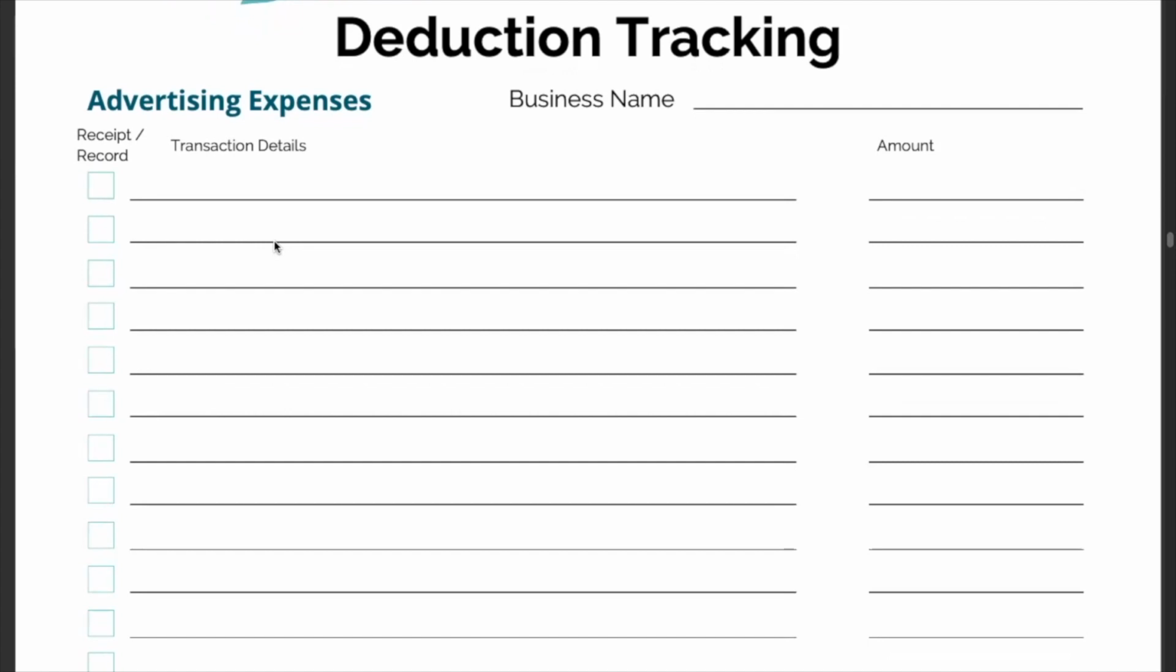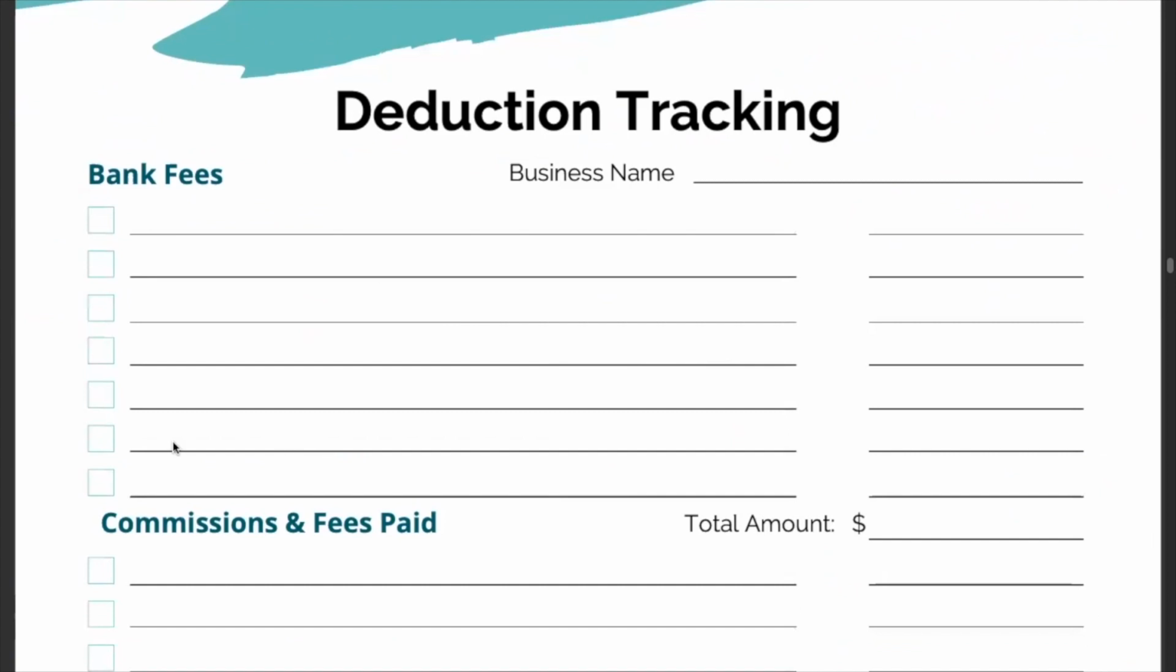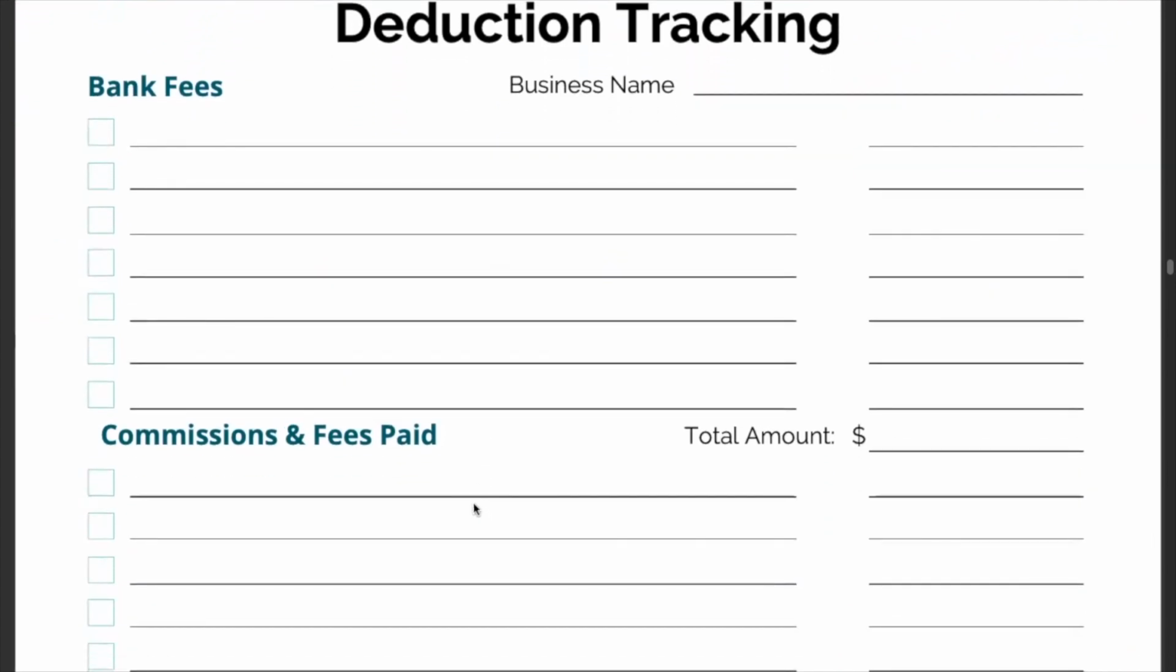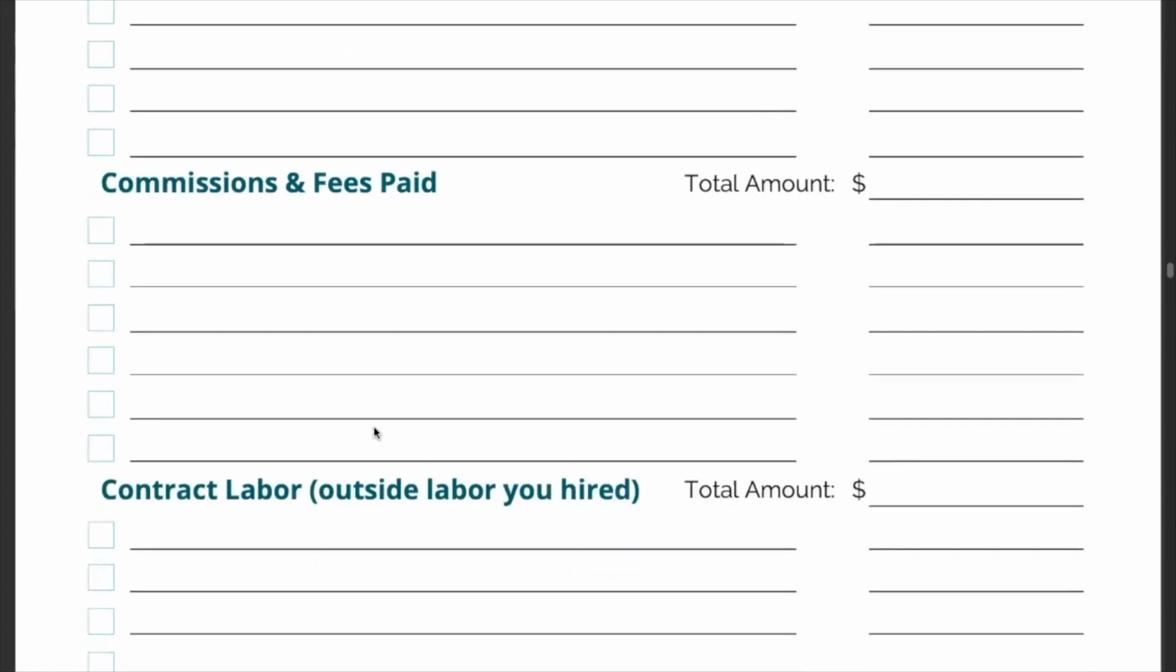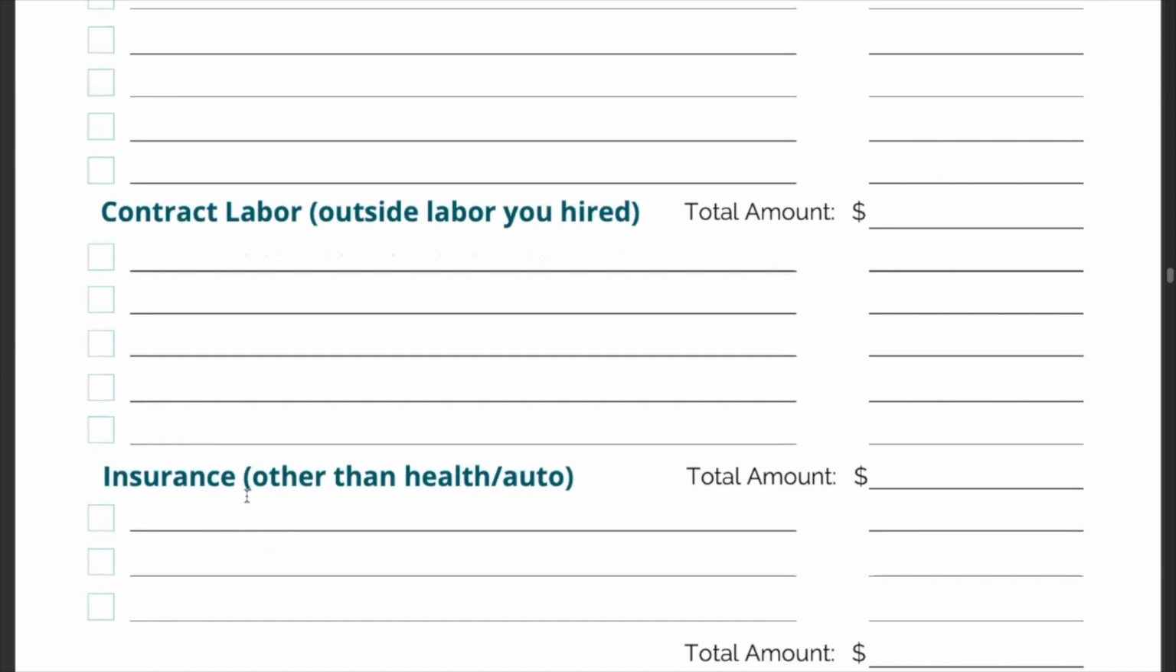And remember, grab that free ultimate tax deduction cheat sheet so that you are able to figure out multiple different types of expenses that fall into the advertising category, that fall into the bank fee category, commissions and fees paid. Commissions and fees that are paid would be if you're paying somebody else to do work for you that's incurring sales, where they're getting a portion of the commission. There may be contract labor that you've hired. There may be insurance that you are using.